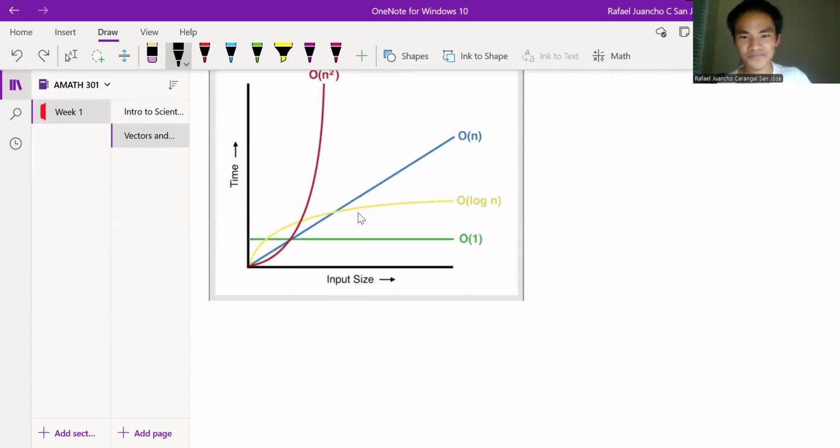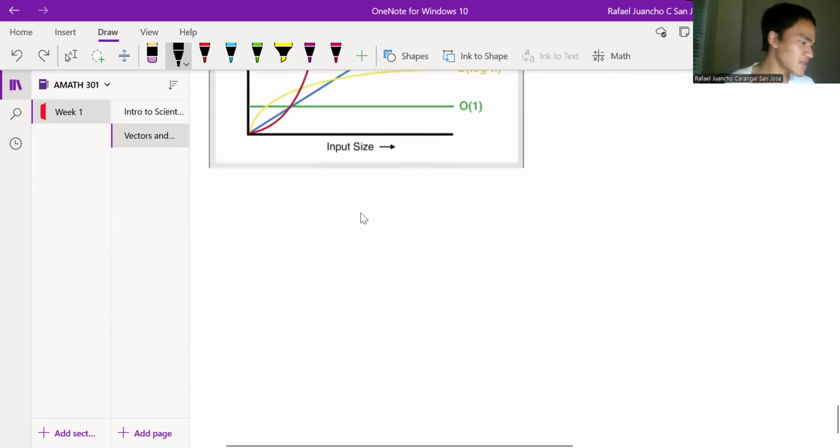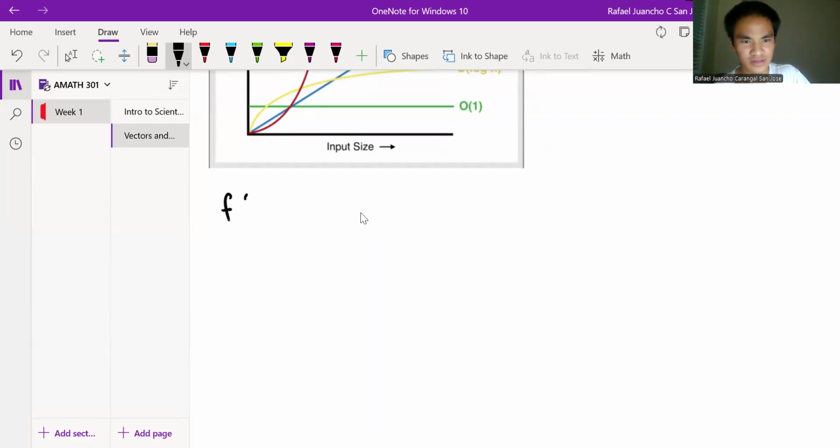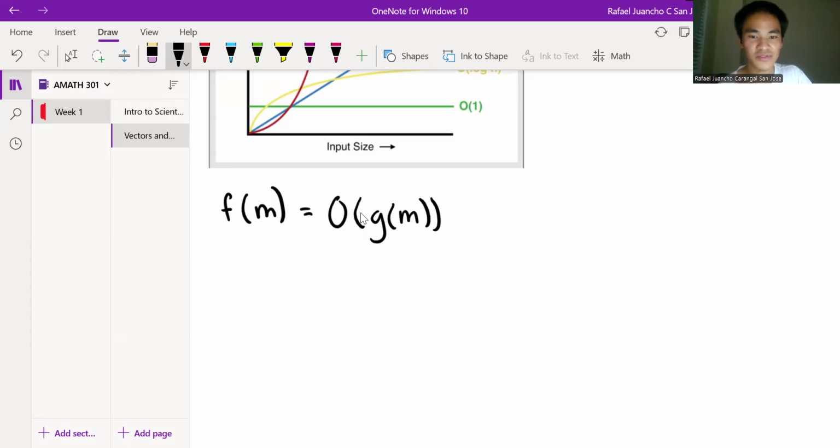Okay, so let's try some stuff here. Let's say I have a function that takes in m. My bad. I have a function that takes in m, and this is equal to a big O notation of some other function that takes in m as well. So here we're actually determining the speed of this thing. Let's say it's equal to this thing, f of m.